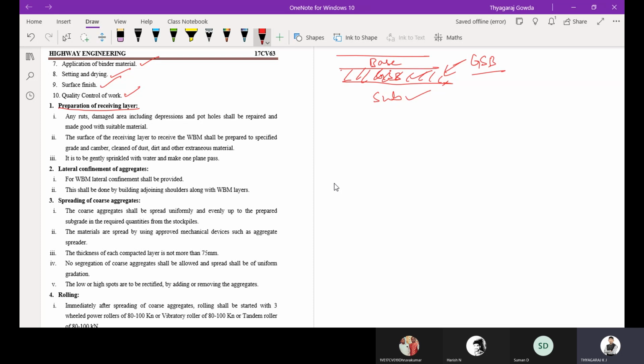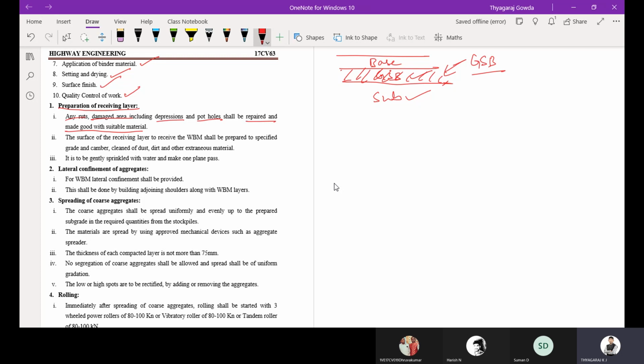So what are the steps we are going to follow in the preparation of the existing layer? Any ruts, depressions, damaged areas, including potholes, are repaired and made good with suitable material. If there are any undulations on the pavement surface because of the movement of traffic, or any high or low areas, you are going to rectify them. You are going to fill the undulations on the existing layer and then proceed.